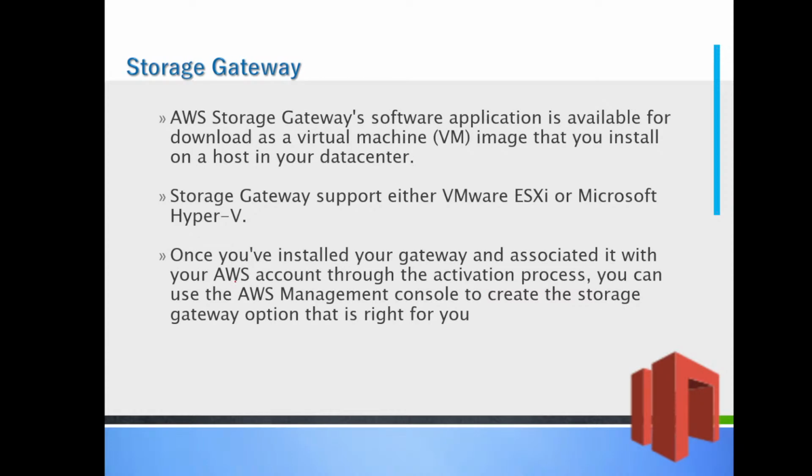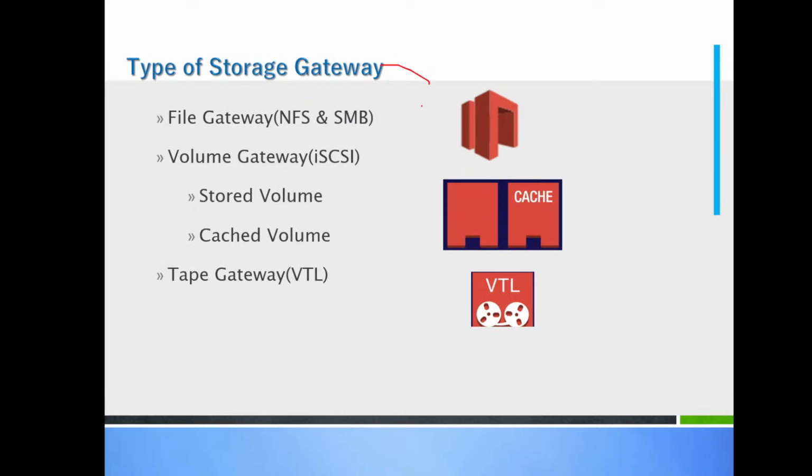Now, after you connect to your AWS account, you have to specify what type of storage gateway you have to implement. There are three flavors of the storage gateway. According to your use case, you can select any one of these.